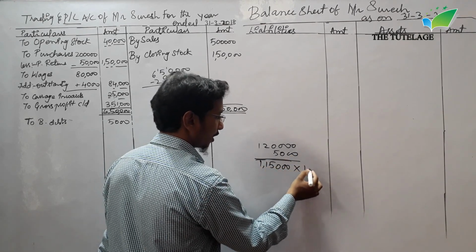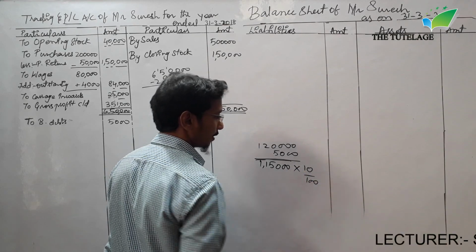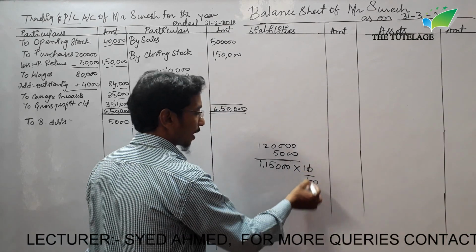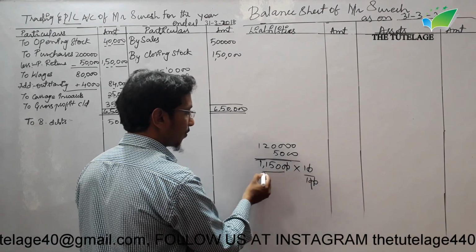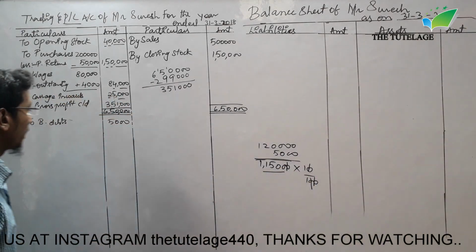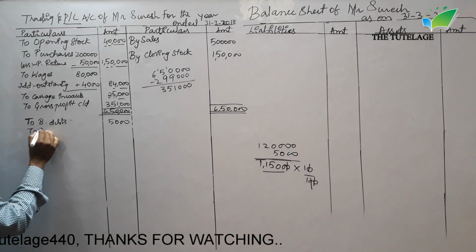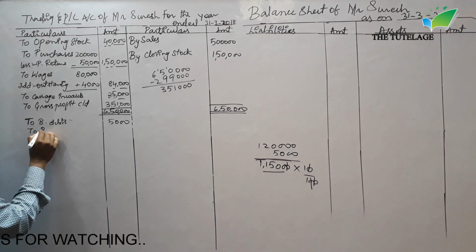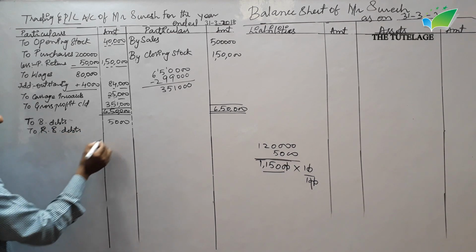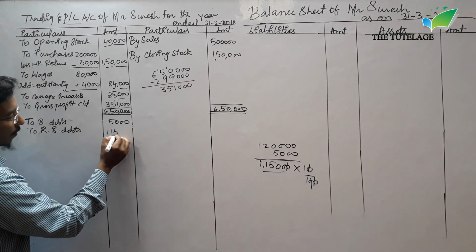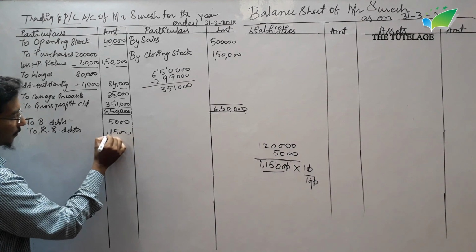1,15,000 into 10 divided by 100. Zeros cancel. The left amount is 11,500. To reserve for bad debts, RBD is 11,500.